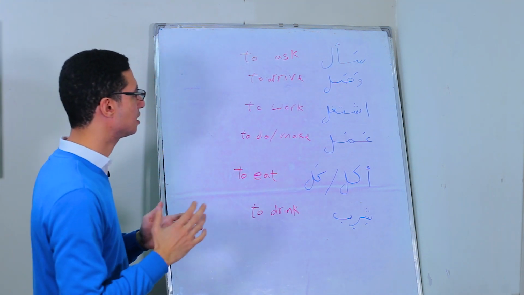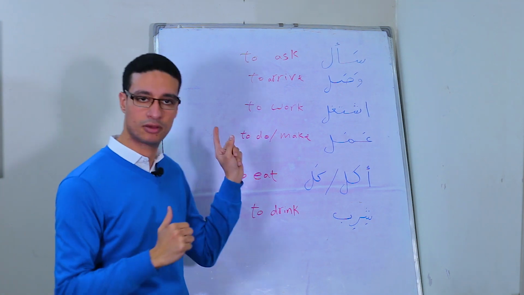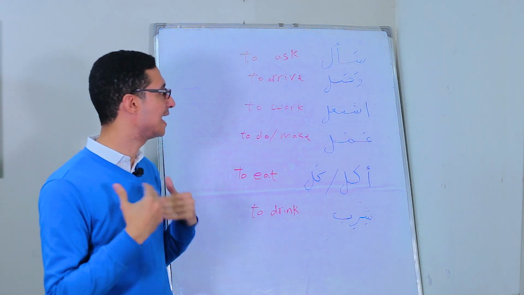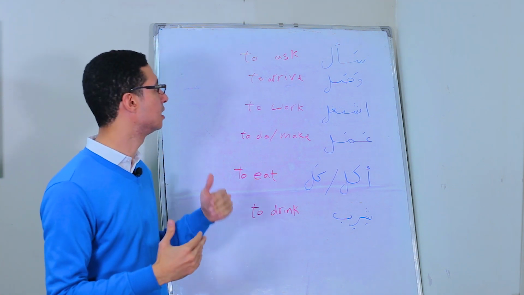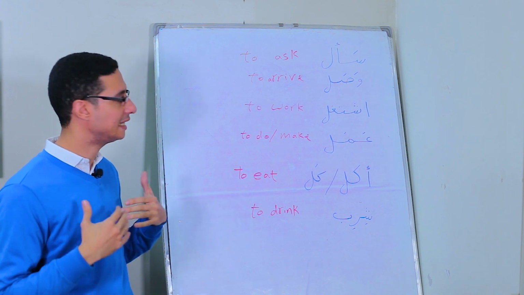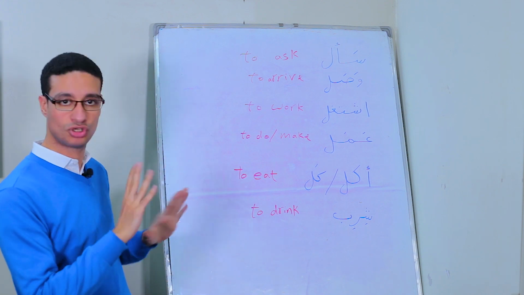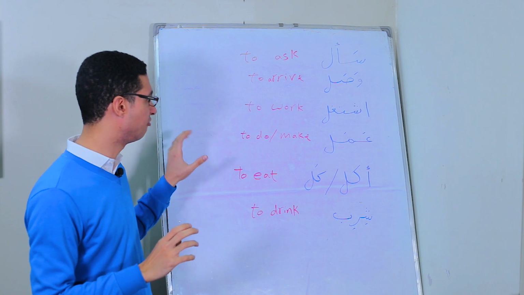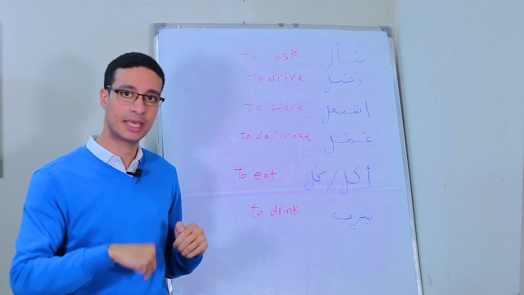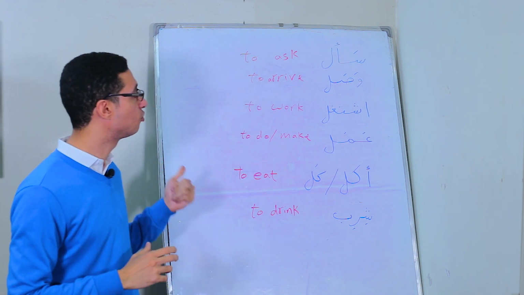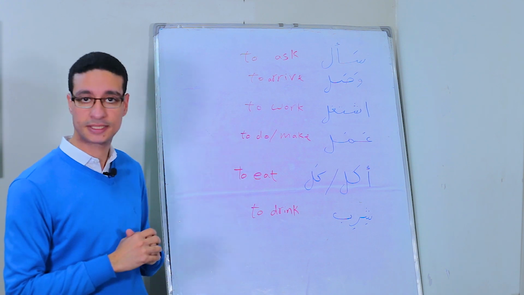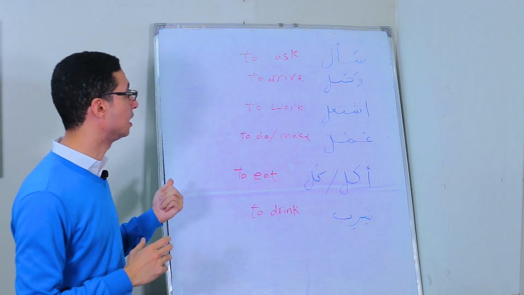Sa'ala, it means he asked, and of course the conjugation will be هو يسأل, he asks, أنا أسأل, I ask, هي تسأل, okay, هم يسألوا, إحنا نسأل. And if you're not very familiar with the present tense, you can check the link in the description below for our last video for the present tense in Egyptian dialect.